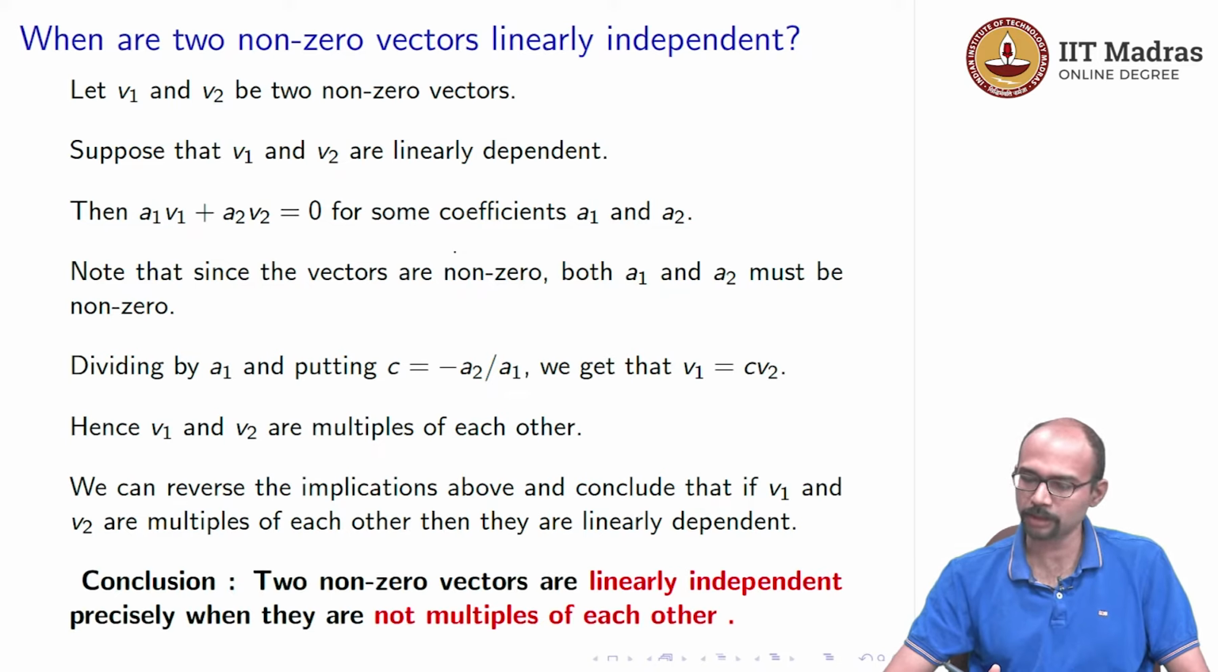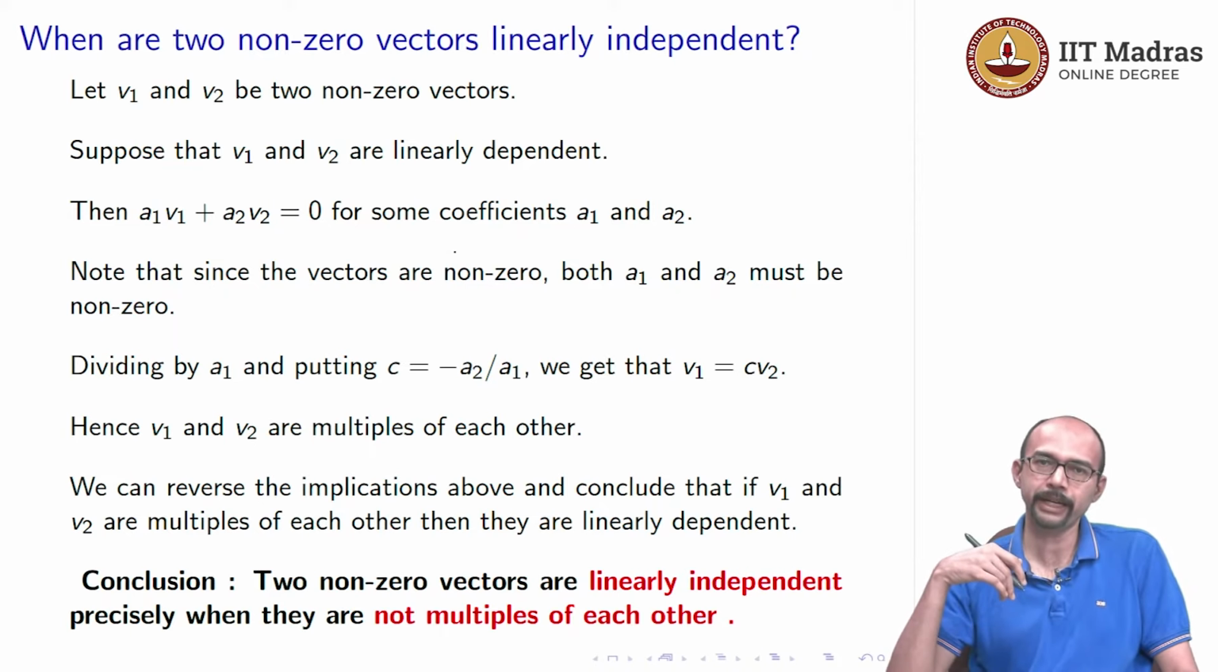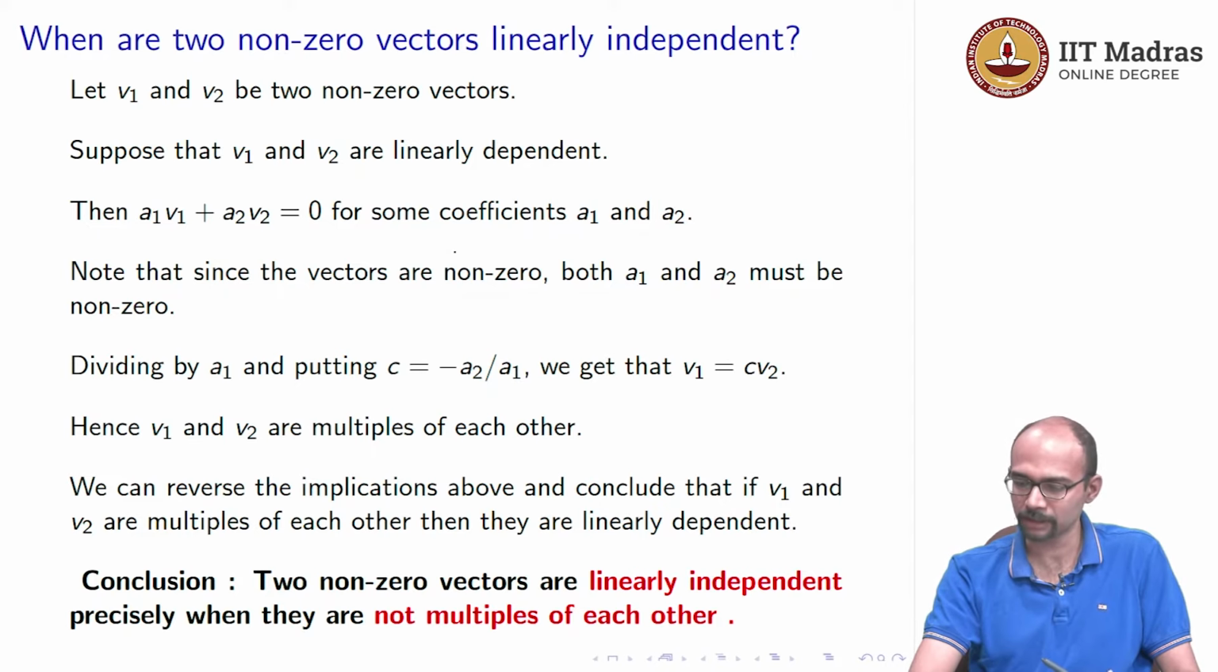Okay, so the conclusion is, if you have two non-zero vectors, then they are linearly independent precisely when they are not multiples of each other, right. We have seen that linear dependence of two non-zero vectors is equivalent to them being multiples of each other. So, linear independence is exactly the same as saying that they are not multiples of each other.